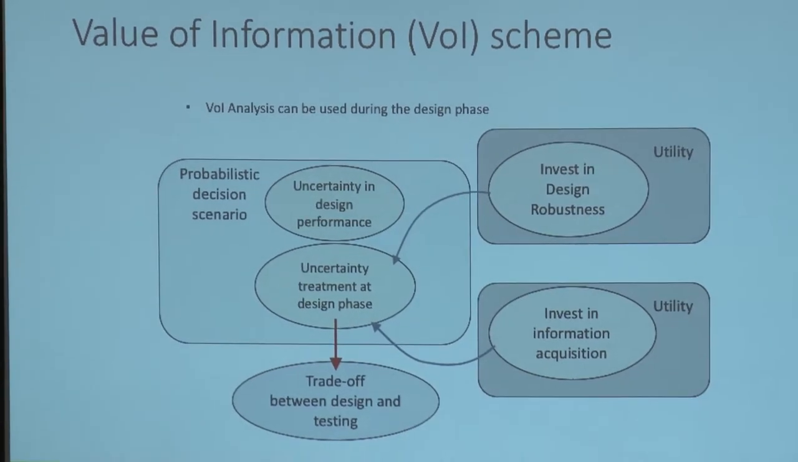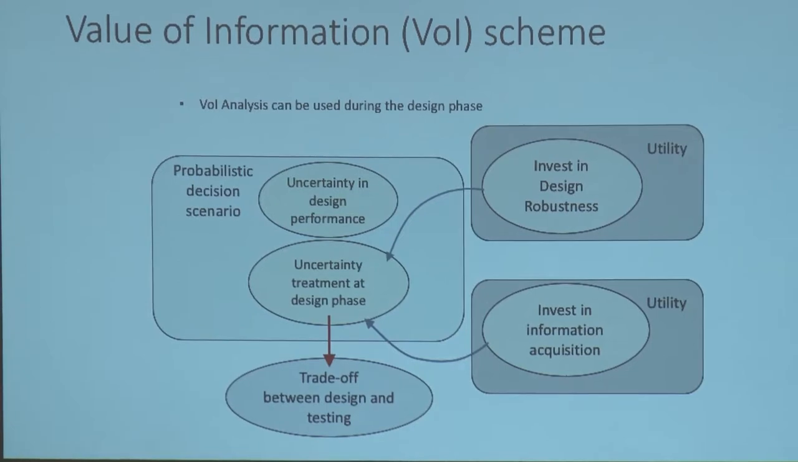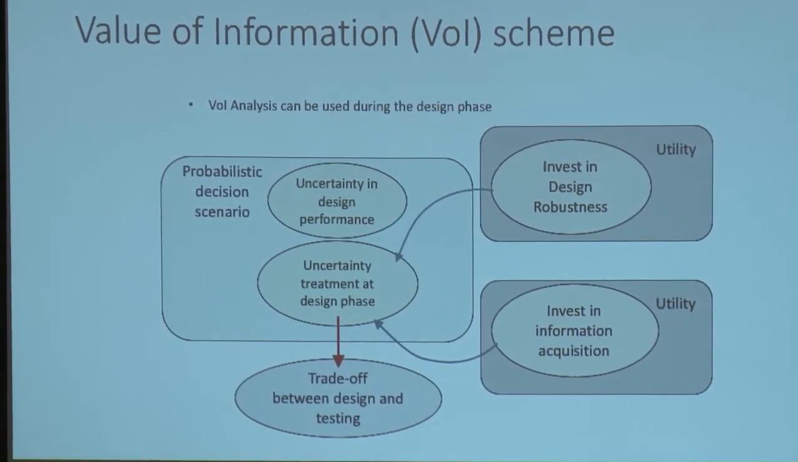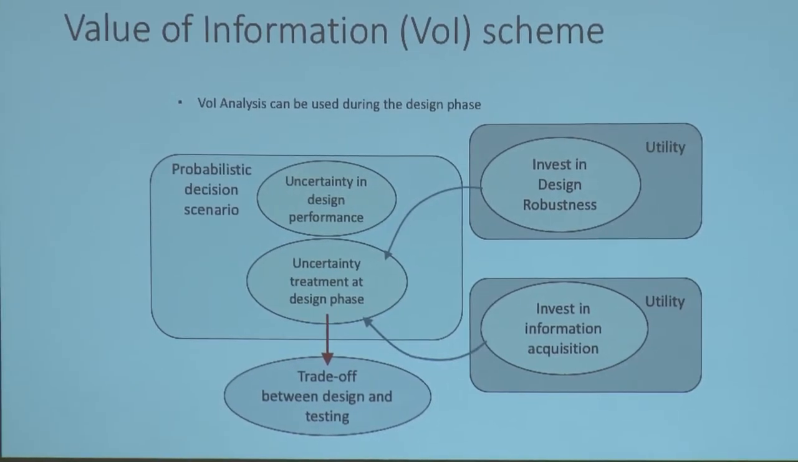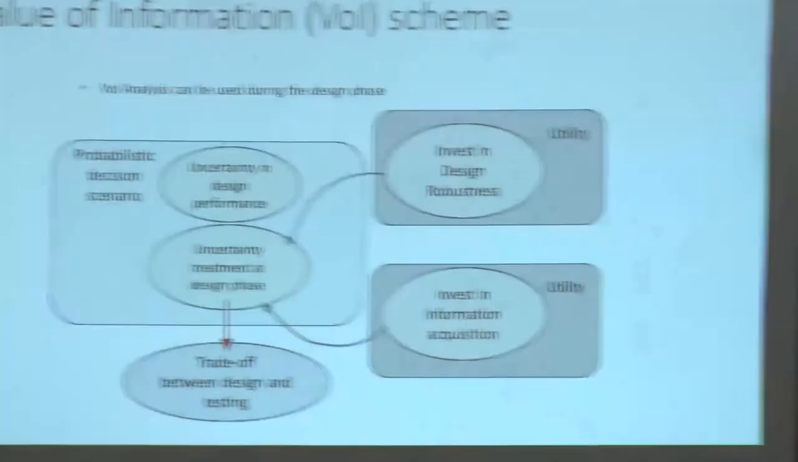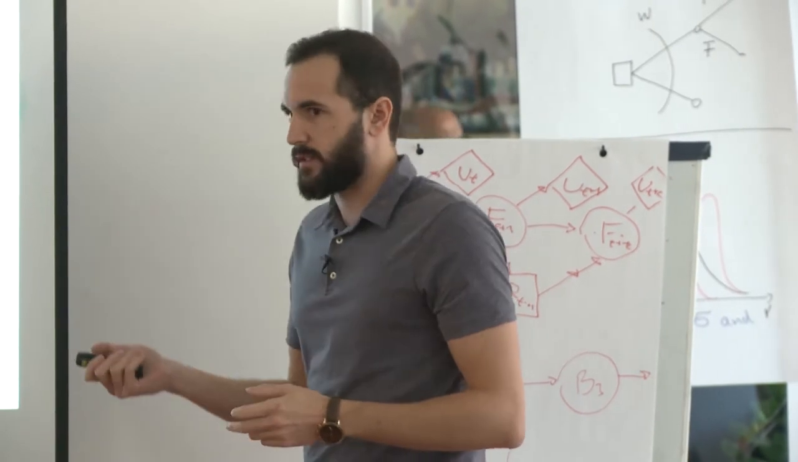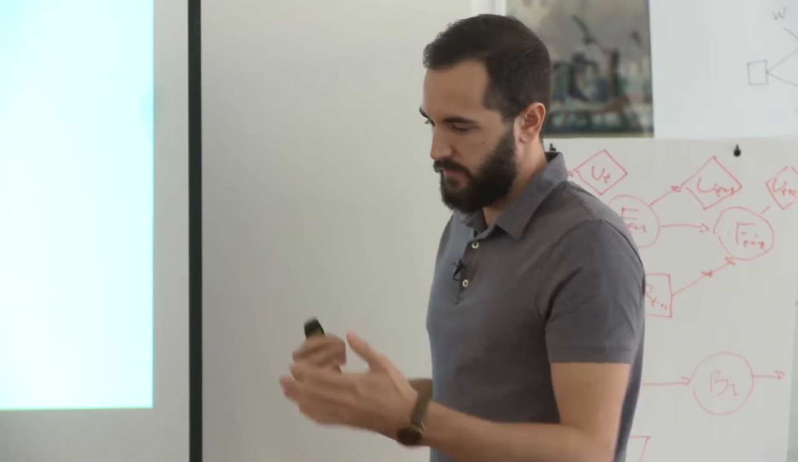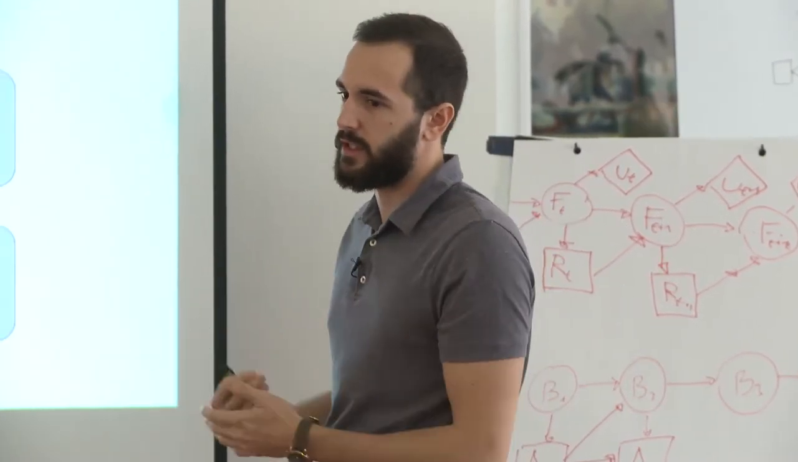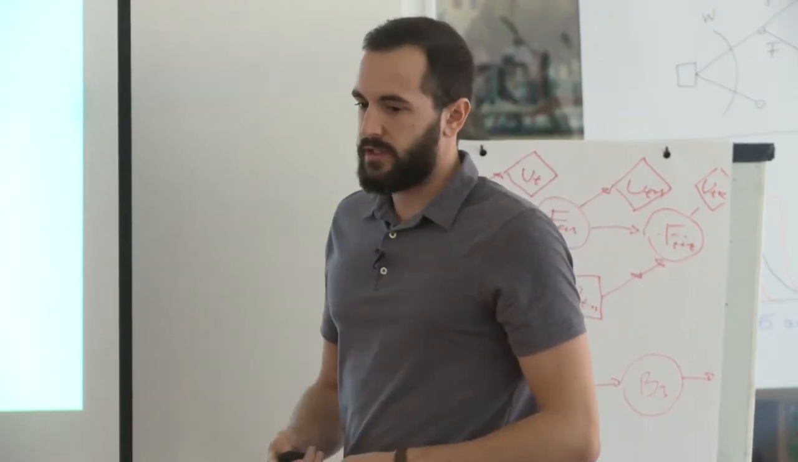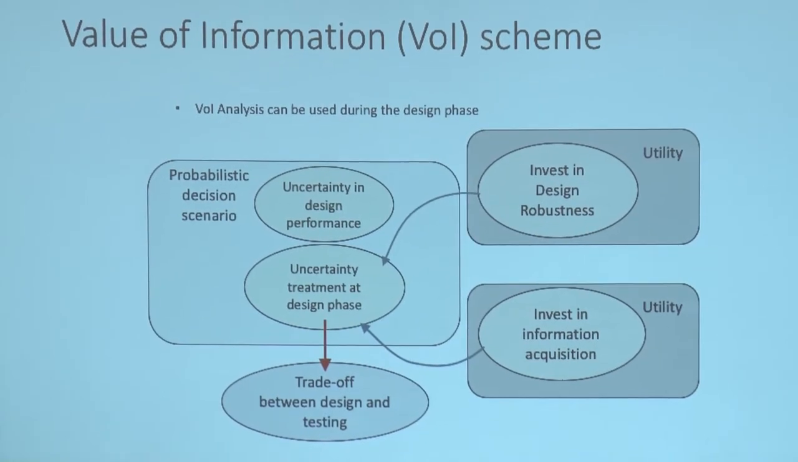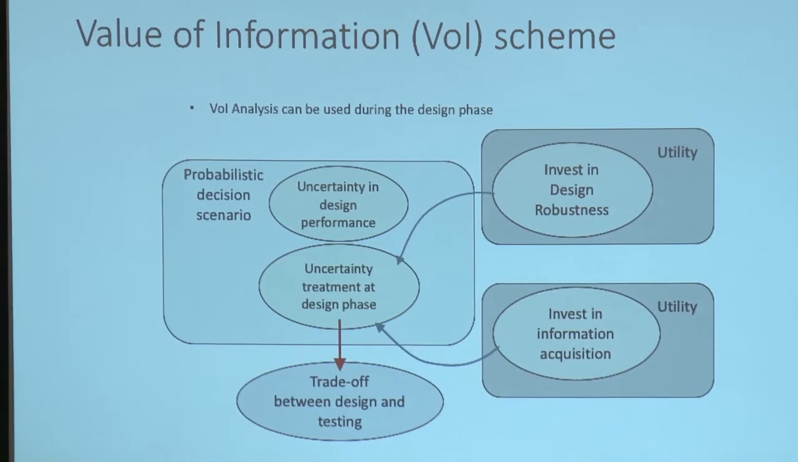So we have a probabilistic decision scenario. We have an uncertain design performance of the structure. And we have two ways of overcoming or managing that uncertainty. We can either invest in design, so to make it more reliable. Regarding fatigue, I refer to the term robustness as a way of measuring it. If you think of a crack propagating, the thicker the section is, the more robust it would be. You would have more time to detect that crack, for example. Or a second alternative is to invest in acquiring more information. So we suppose there is going to be a trade-off between those two investments, and an optimal solution can be found in between.